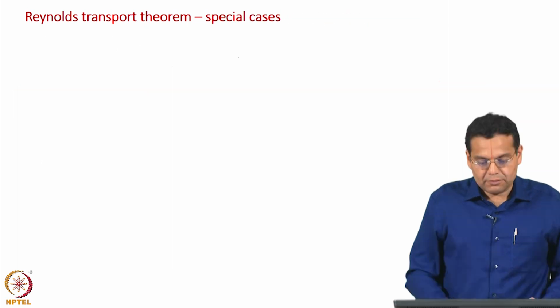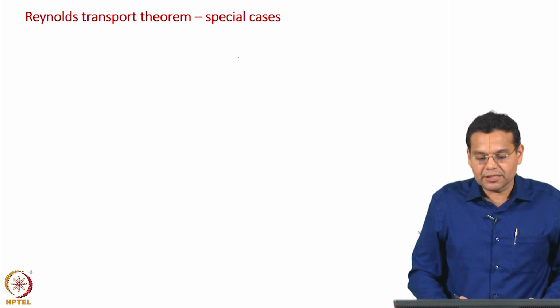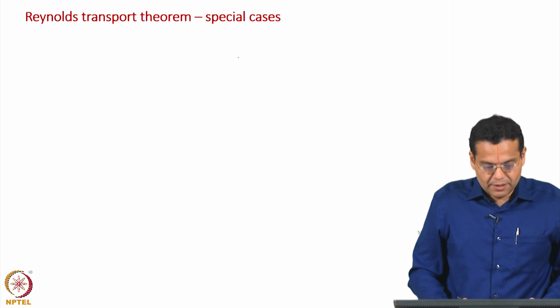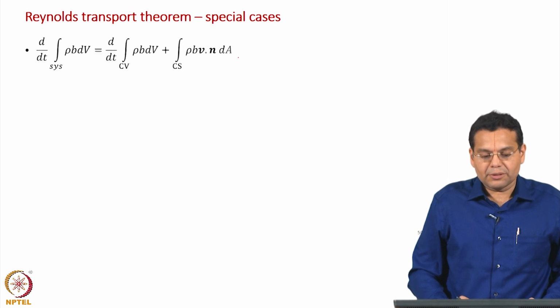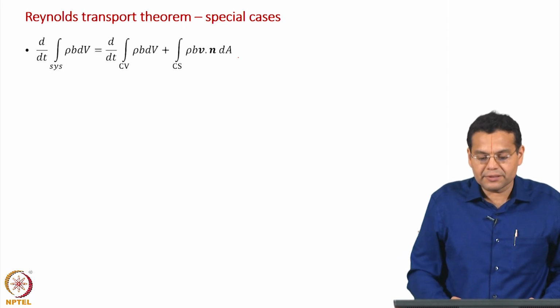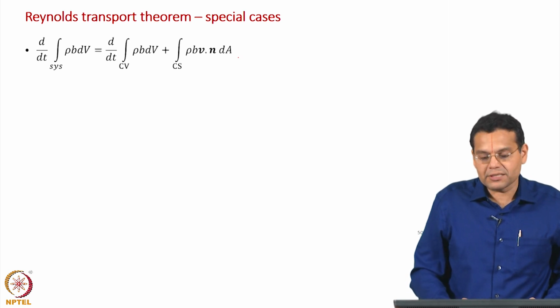Okay. Well, let us look at two special cases of the Reynolds transport theorem. So, let us write down the Reynolds transport theorem first. Rate of change of property for the system is equal to rate of change of property for the control volume plus net rate at which the property leaves the control volume through the control surface. Okay. What is the first special case?